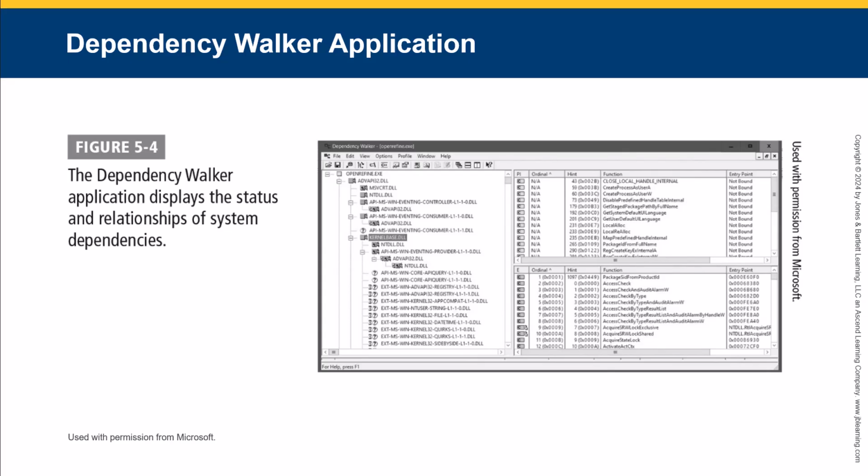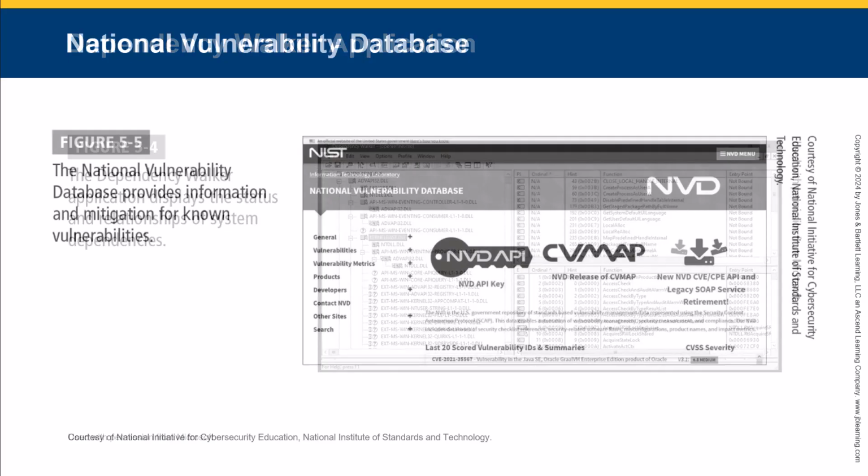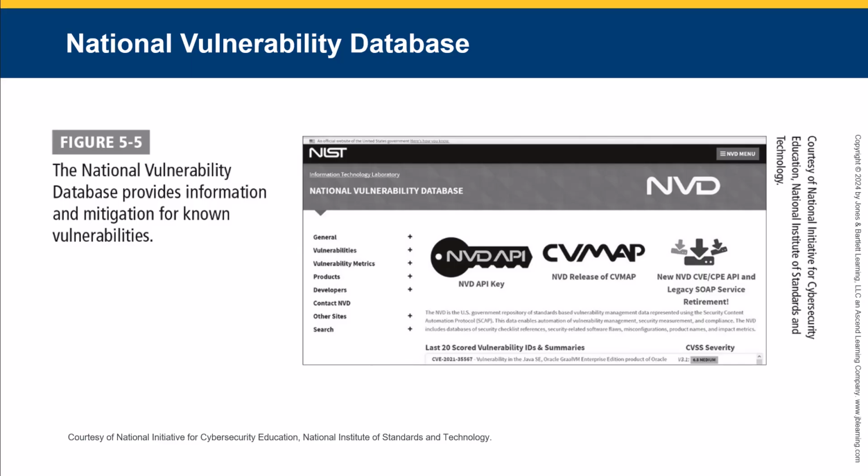Here's an example of the Dependency Walker application, and you can see the DLLs, the different applications, and the relationships between the applications and the different dependencies. Here we have the National Vulnerability Database, which provides information and mitigation for known vulnerabilities. These are pretty common vulnerability databases, so the different CVEs will show you what they are, how to mitigate them, and what they're targeting. You just actually have to apply them.